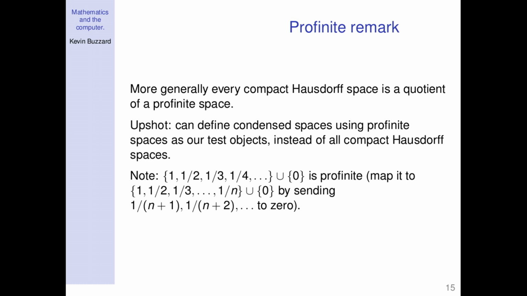And I want to give you an example of a compact Hausdorff space that will come up again. And this example happens to be profinite as well. It's the following example. You know it's compact Hausdorff because it's a closed and bounded subspace of the reals. It consists of the reciprocals of the positive integers, and then you take the closure. So 1, 1/2, 1/3, 1/4, and then throw in 0 as well. So that's a closed and bounded subset of the reals. So it's compact Hausdorff, but it's also zero-dimensional, so it's not surprising to see that it's also profinite.